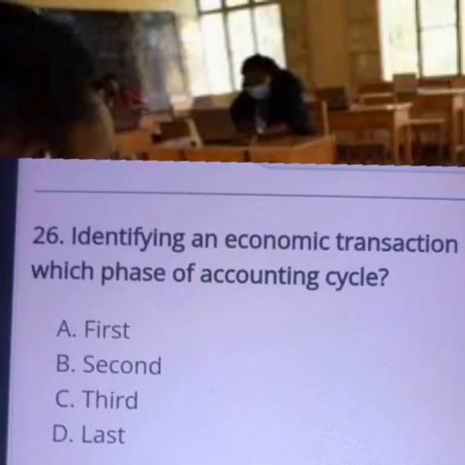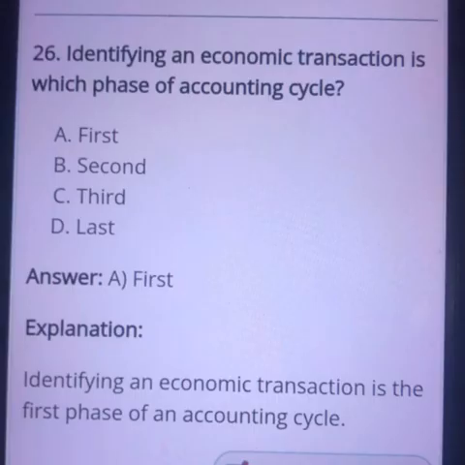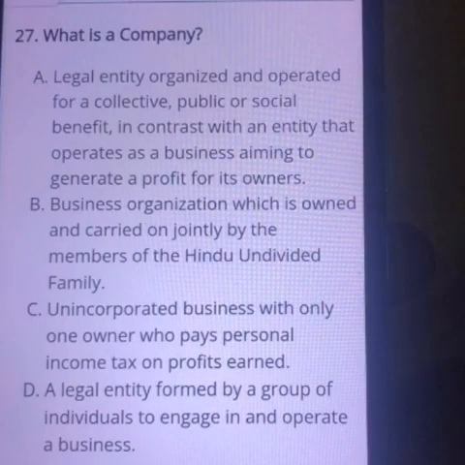Creditor. Question number 26. Identifying an economic transaction is which phase of accounting cycle? A. First. B. Second. C. Third. D. Last. The true answer is A. First.